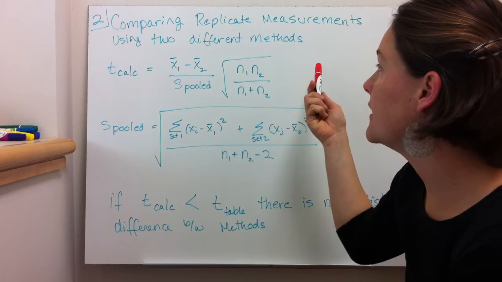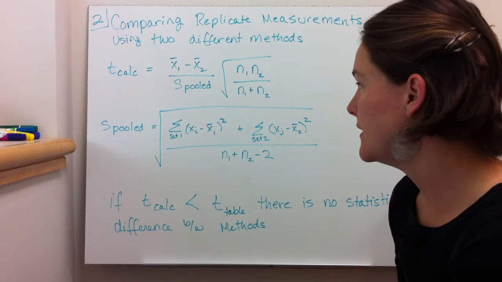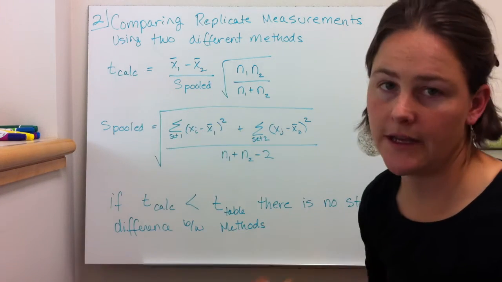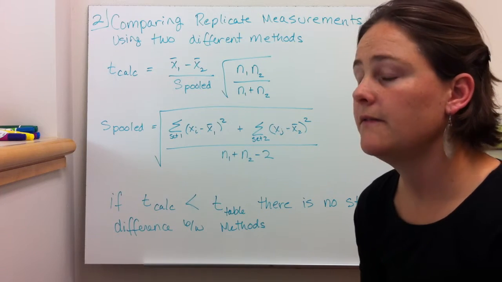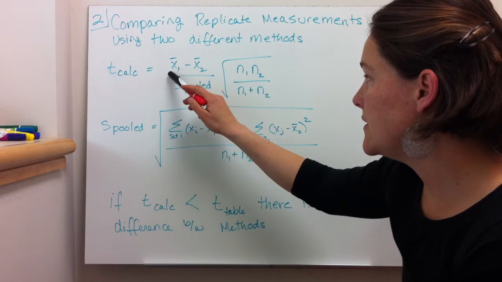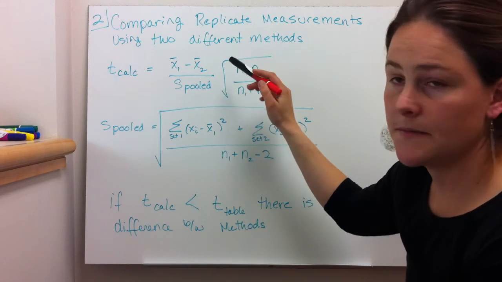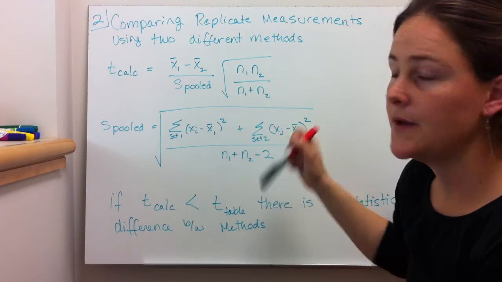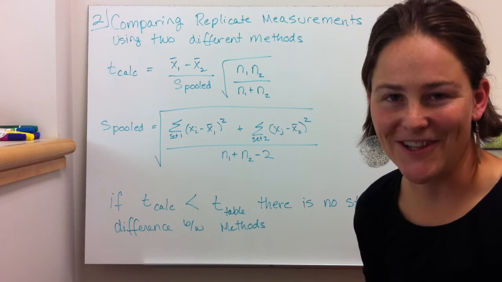So here's the second one, where we're comparing replicate measurements of the same sample using 2 different methods. So here, you're going to calculate a t-value, and then you're going to compare it to the t-value that you would find in the table for your desired confidence interval. So you just do mean 1 minus mean 2 over S pooled times the square root of n1 times n2 over n1 plus n2. So these are equations. Obviously, you're not going to remember them. You can just look them up or write them.